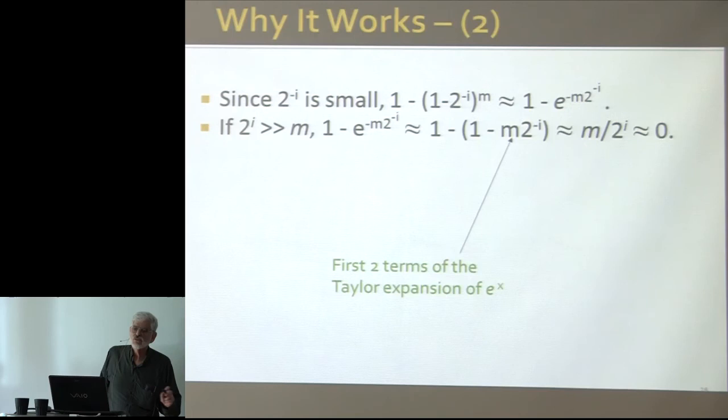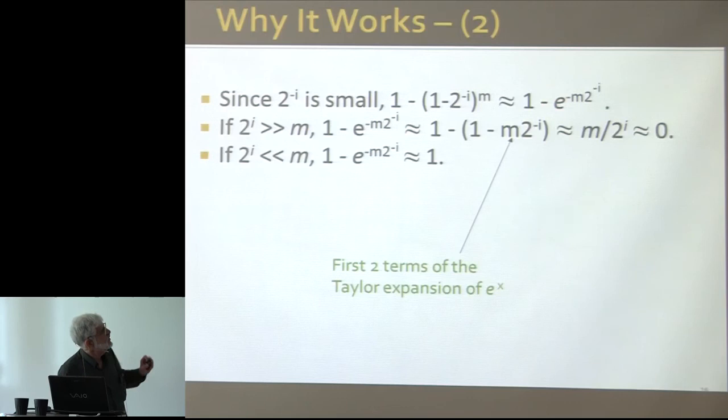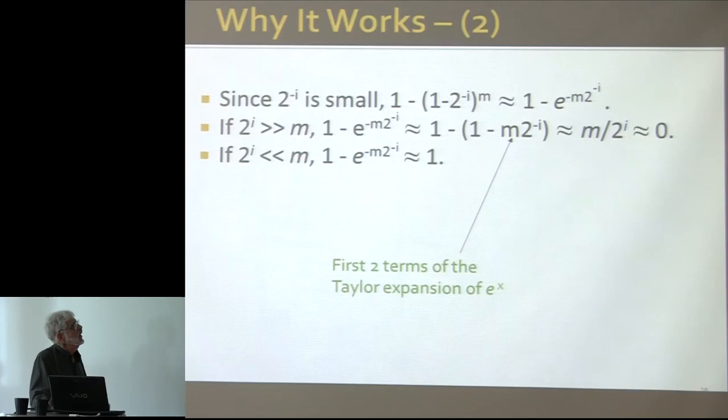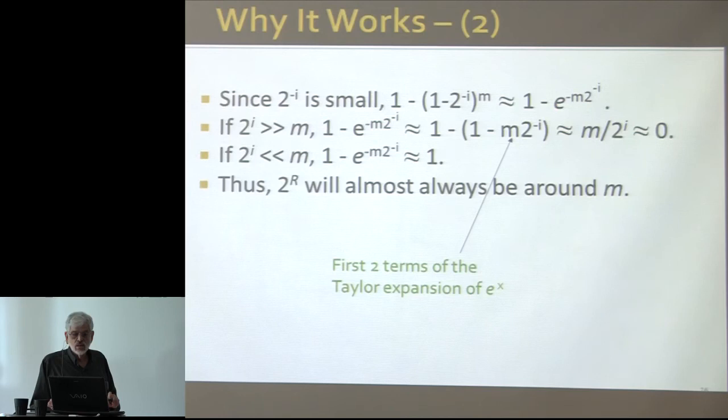On the other hand, if 2 to the i is much less than m, that is, if i is much smaller than you'd expect, then e to the minus m times 2 to the minus i is e to a large negative number. That's essentially zero, so it's 1 minus 0, approximately 1. So this sort of says you always get close. That is, the estimate will always be around m.